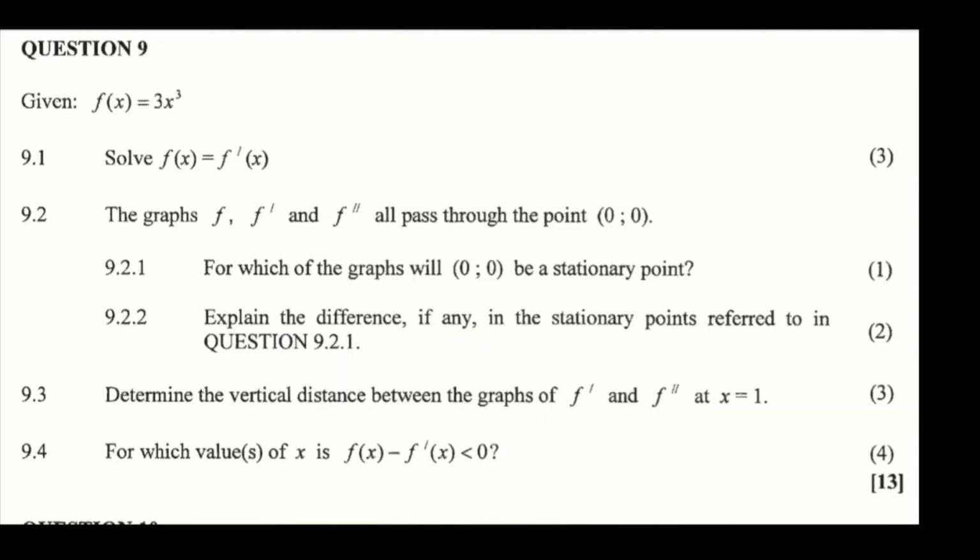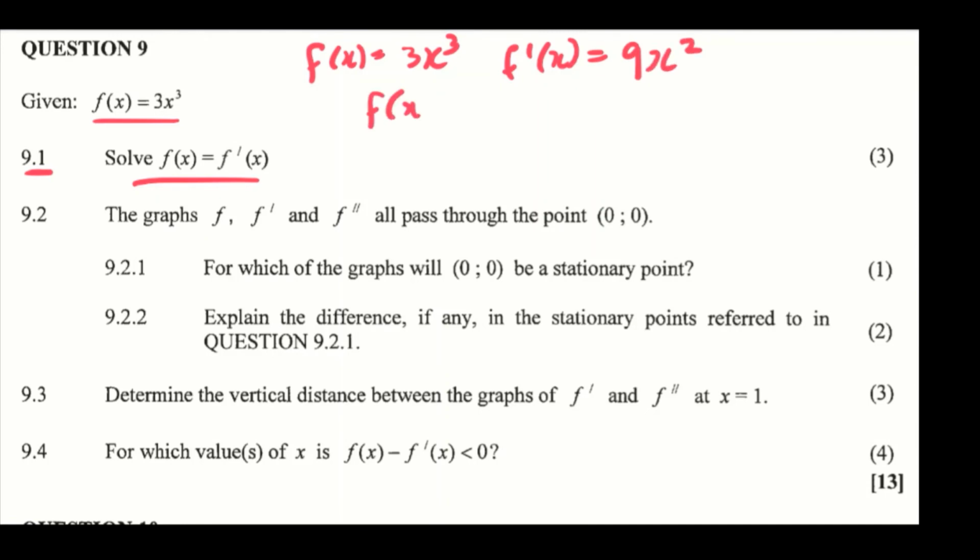Okay, so we are given a function f of x equals 3x to the power of 3, and we are asked to solve for f of x equals f prime of x. So f of x is given as 3x cubed, and f prime of x is going to be 9x squared. If you equate the two, 3x cubed equals 9x squared.